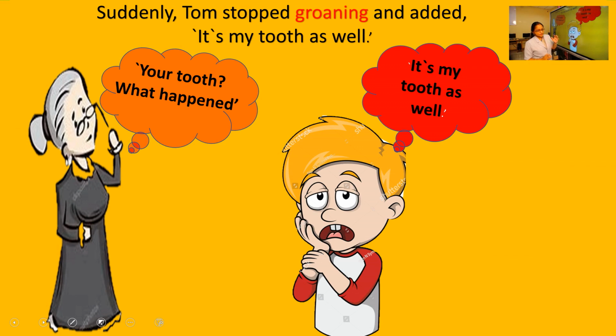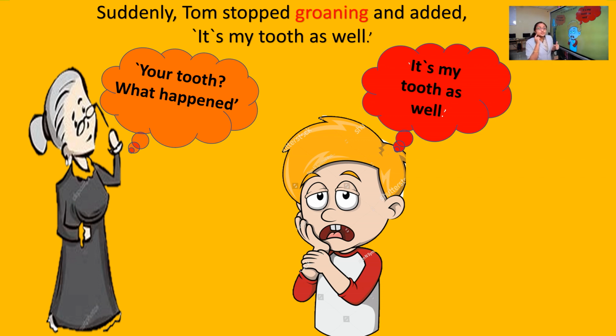Now, this is the part that we are going to deal with today. That's on page number 11. Okay, so you can look into your textbooks on page number 11. Suddenly, Tom stopped groaning and added. We saw the meaning of this word groaning in the previous lesson, to give out a loud cry. Okay, so Tom stopped groaning. He did not cry after that. He stopped groaning. And what is the next excuse that he is trying to say?